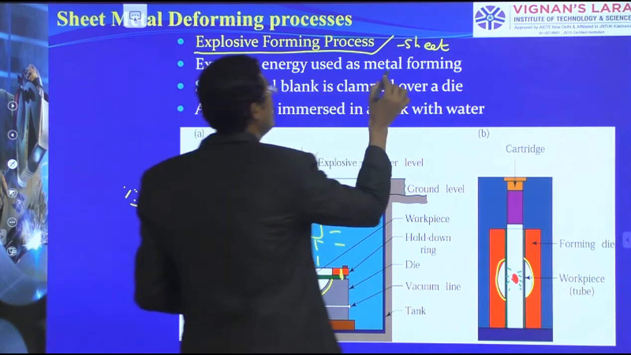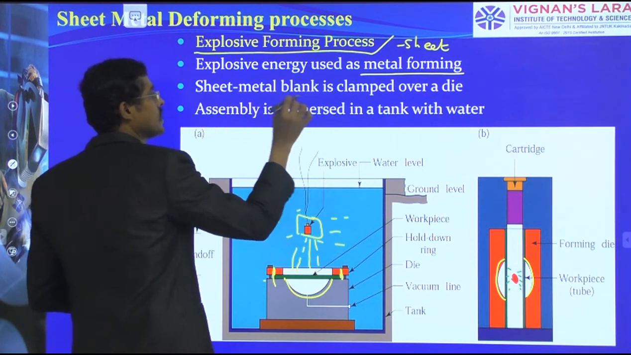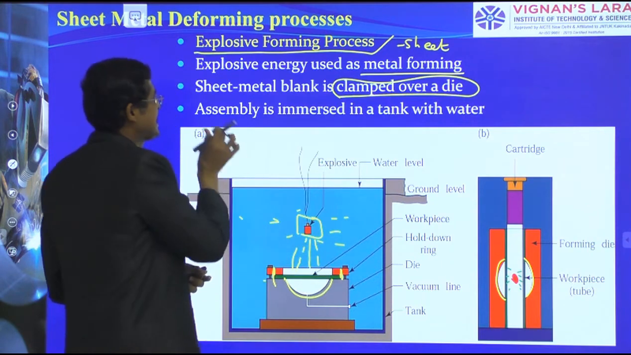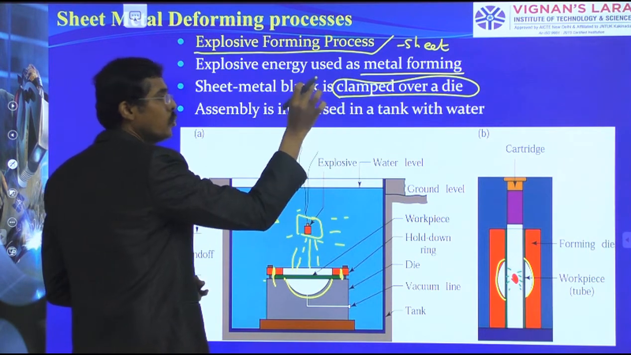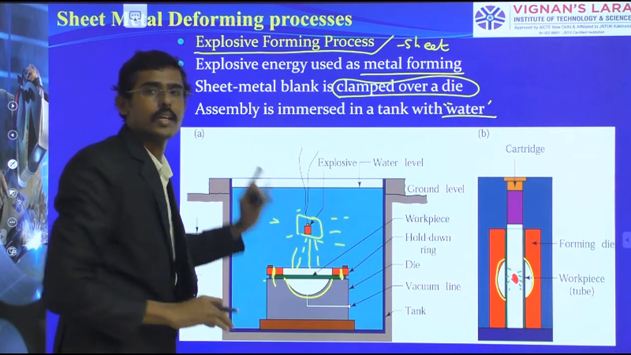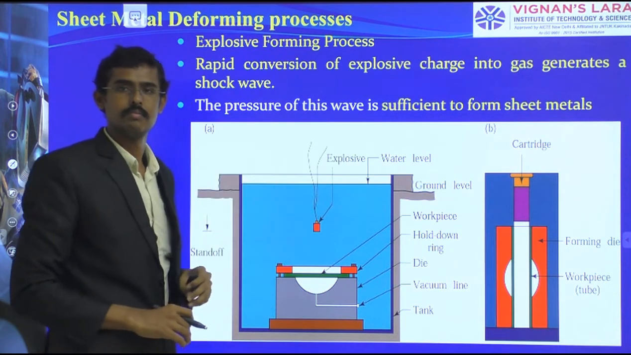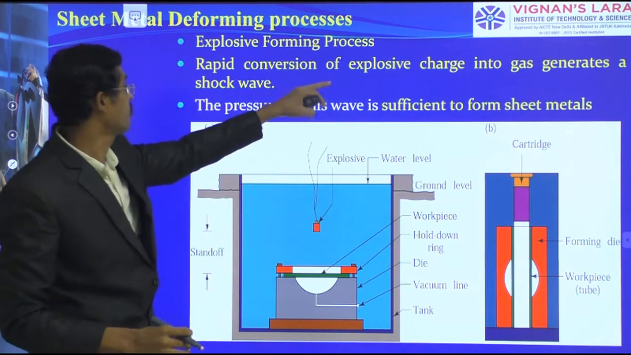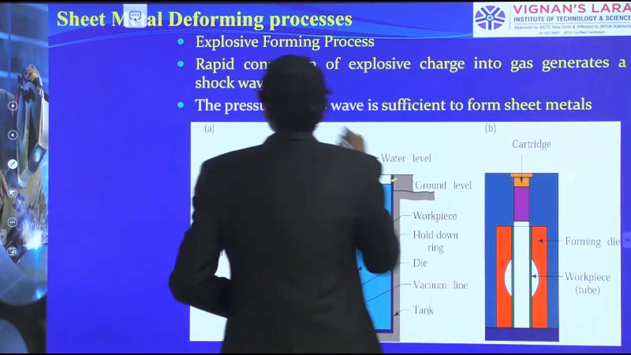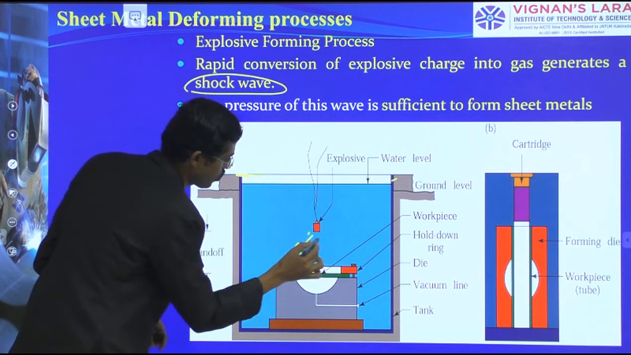Explosive energy is used for the metal forming process. The sheet metal blank is clamped over the die. The total assembly is immersed in a tank with water. We have built this. A rapid conversion of the explosive charge, when it is blasted into gas, generates a shock wave. A shock wave is generated like this.